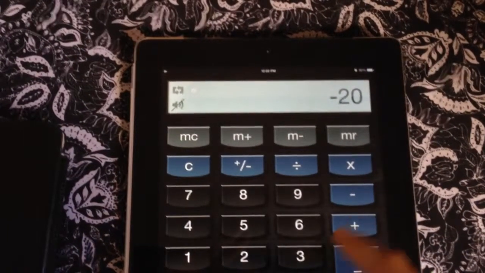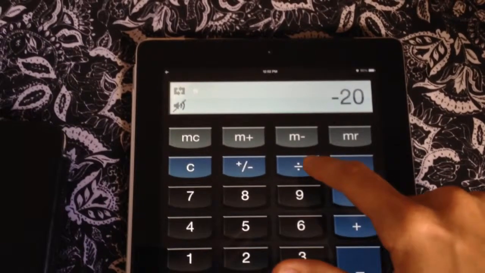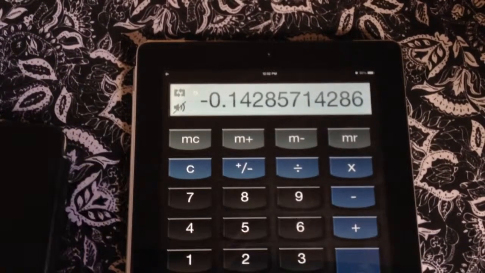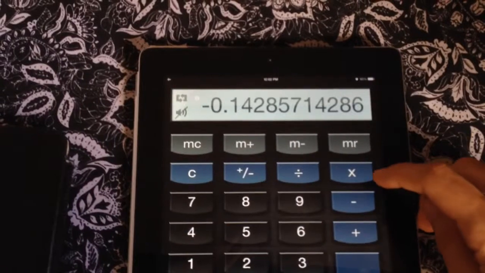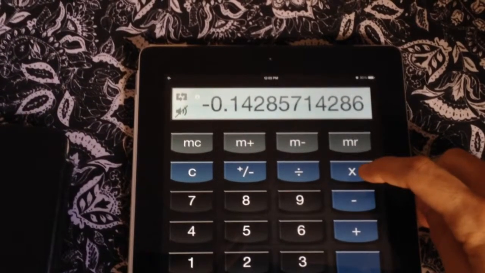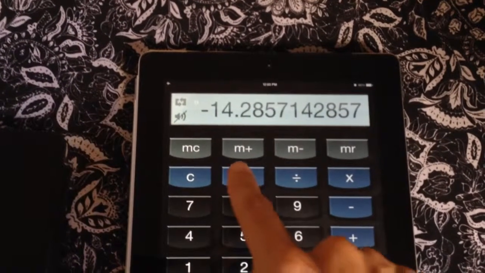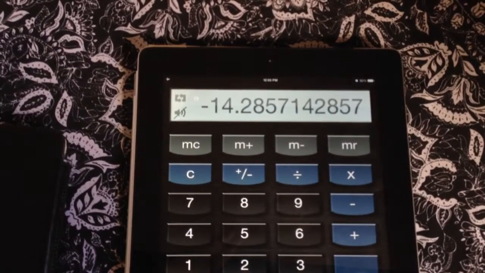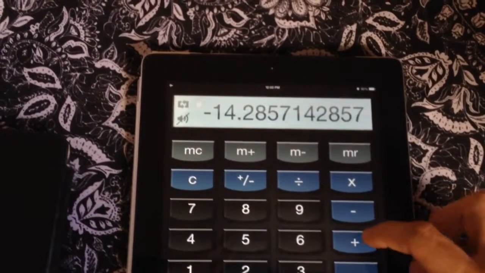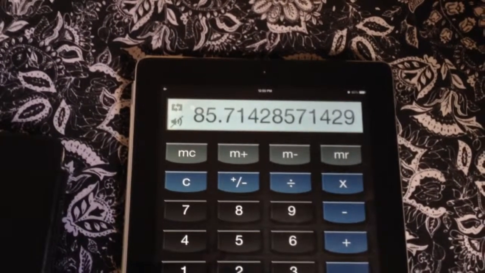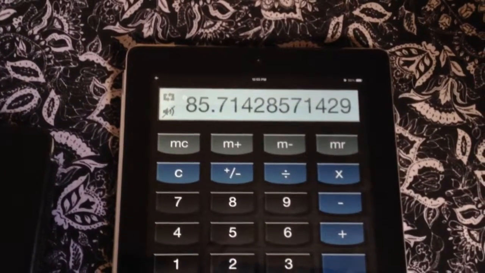So you should take that divided by the original input, you're gonna have 0.14 times 100, 14.2 loss, and that will be plus 100, 85.7% efficiency.